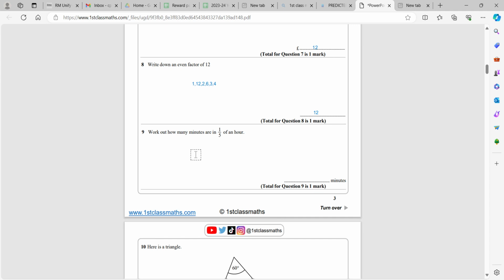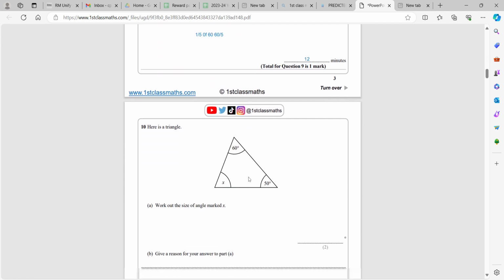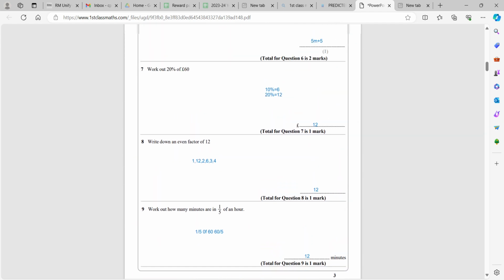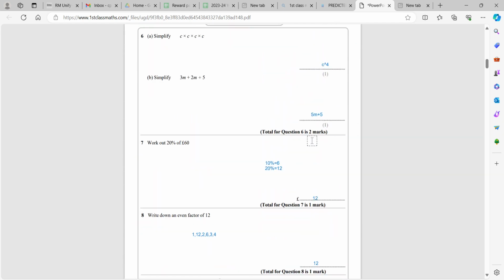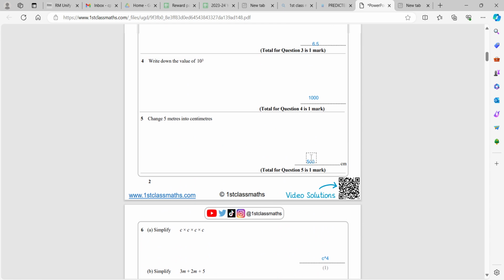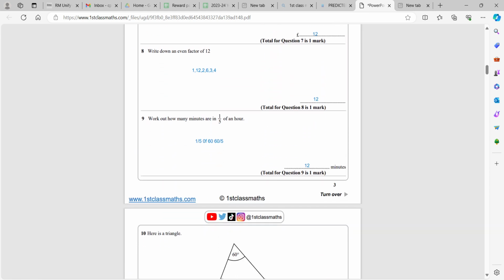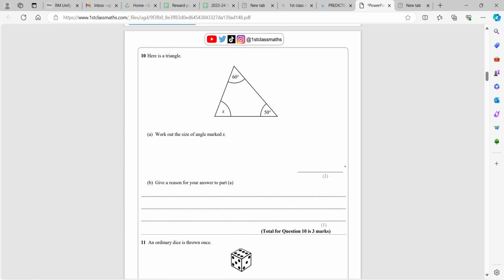Work out how many minutes are in 1/5 of an hour. So 1/5 of 60 is literally just going to be 60 divided by 5, which is 12. And these are only 1 mark questions that we've done so far. They are all just 1 marks. So if you don't get the exact answer, then you can't grab any marks for it.